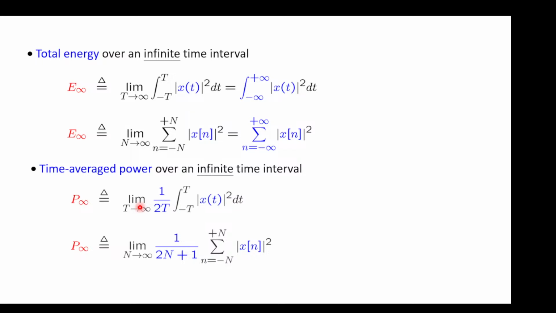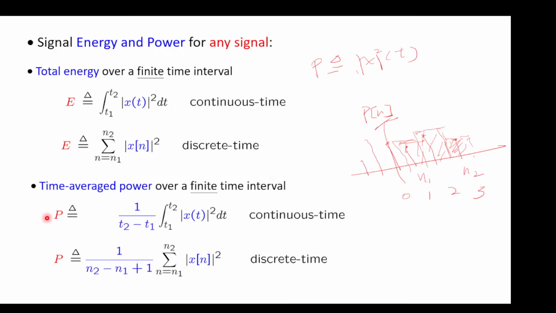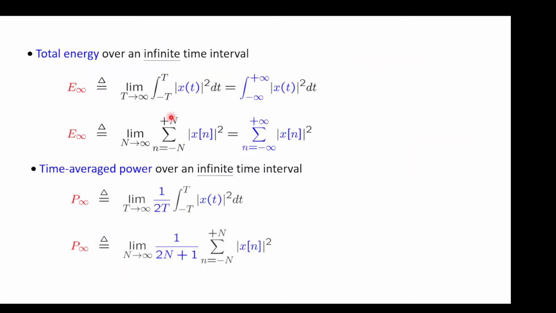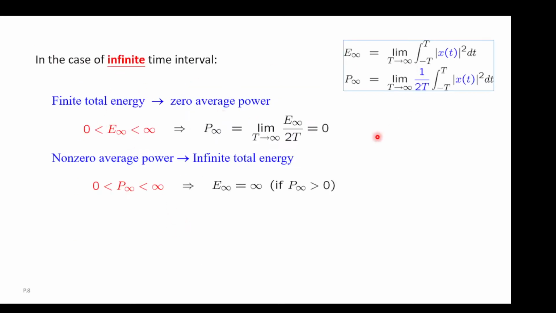Then you can also take the averaging period, or the summation period, to infinity, so you have the total energy over infinite time and the average power over infinite time. Because you are dividing and multiplying by infinity, when the total energy is finite, the average power will be 0, and when the average power is finite, the total energy will be infinite. Okay, so that's a quick review of last time.